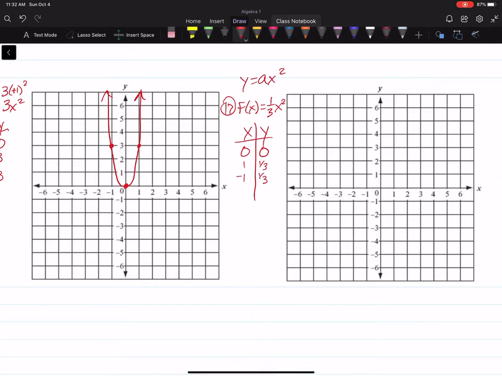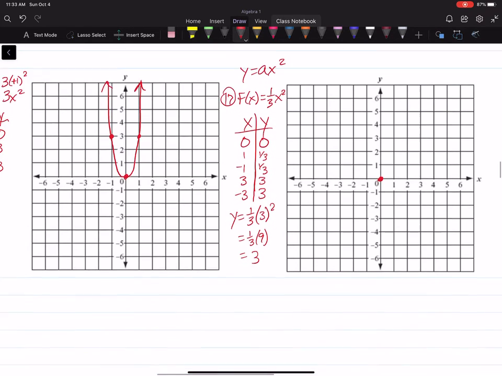So I'm going to pick some points that will get rid of the fractions. To get rid of the 3 on the bottom, I'm going to pick 3 and negative 3. When you plug that in, you get 1/3 times 3 squared, which equals 1/3 times 9, and 1/3 of 9 equals 3. So I get 3 and 3 as well there. Okay, 0, 0, 1, and 1/3.